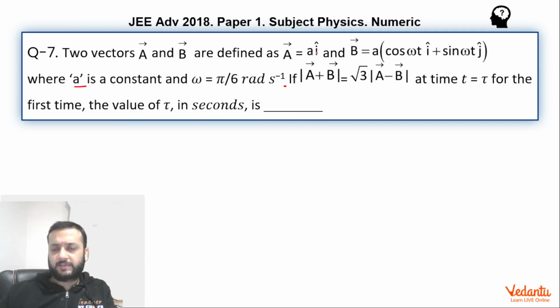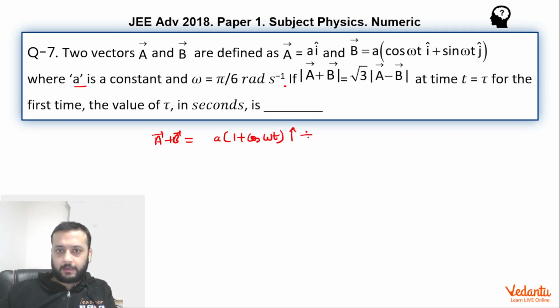So if you see, A is a vector whose magnitude is constant and B is also a vector whose magnitude is constant, and both of them are of the same magnitude. So if we just apply the condition given over here, A plus B will actually be a into (1 plus cos omega t) i cap plus a sin omega t j cap, right? And similarly, if you do A minus B, this will be a into (1 minus cos omega t) i cap minus a sin omega t j cap.